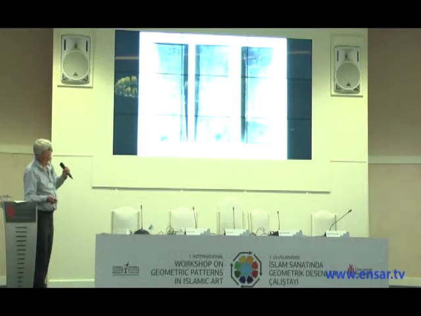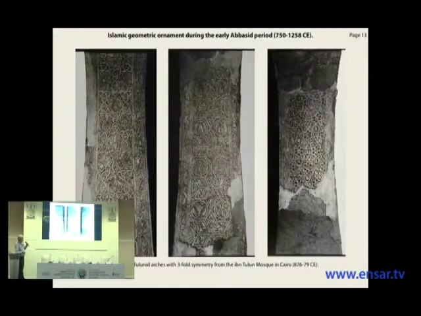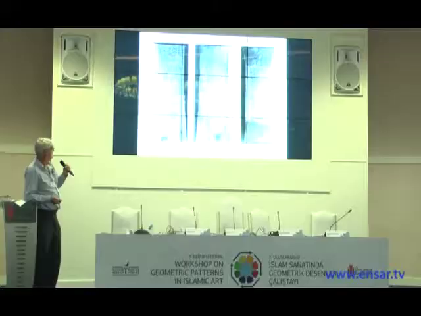Then the Abbasid Empire sent a commander to Egypt to quell an unrest. He formed his own empire, but it was really part of the greater Abbasid influence and domination of the period. And so these are from the Ibn Tulun Mosque in Cairo. Ibn Tulun was from Bokhara, originally Turkic, and ended up founding an empire in Egypt.